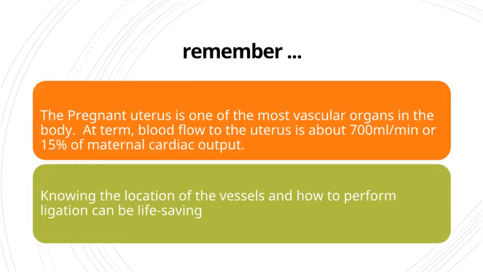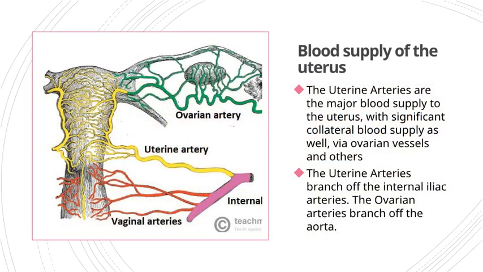The pregnant uterus is one of the most vascular organs in the body. At term, blood flow to the uterus reaches about 700 milliliters per minute, or 15% of maternal cardiac output. You must know the vessels that supply the uterus. Uterine arteries are the major blood supply to the uterus, with significant collateral blood supply via ovarian vessels. The uterine arteries originate from the internal iliac arteries, while the ovarian artery originates from the aorta. The ovarian artery supplies the mid-portion of the ureter, the ovaries, and the tubes.